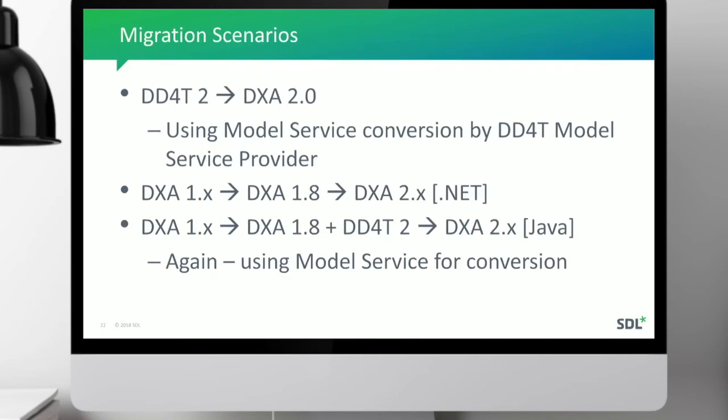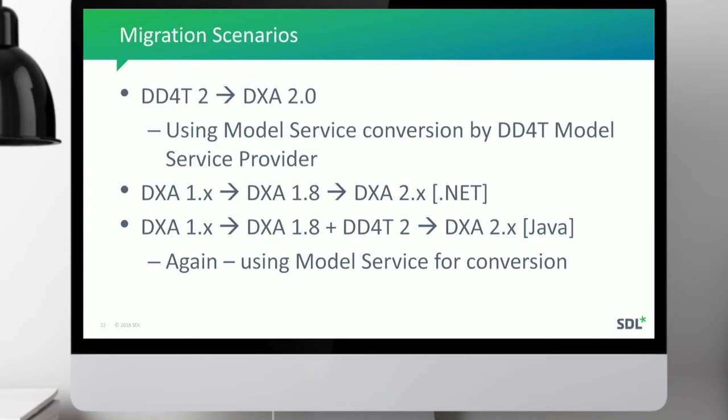Well, and then let's talk a bit about migration scenarios. Considering all what I just said, we support migration from DD4T 2 to DXA 2 for DD4T applications. For DXA applications, you can first upgrade from DXA 1.x to 1.8 or 1.7, and then you upgrade to DXA 2. There is not much difference between DXA 1.7 and 1.8, and unless you really want to use some specific stuff that was developed for 1.8, you will not notice any difference between these versions. So if you are now on 1.7, you are free to upgrade to DXA 2.